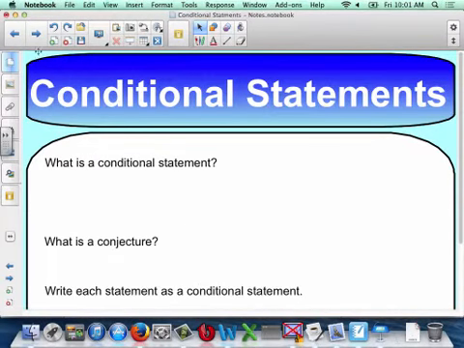So let's go ahead and start talking about conditional statements. First, think about what that actually means. It's a statement that has a condition. Give me an example of that. Especially as teenagers, you guys probably get into these kinds of statements all the time with your parents. Well, if I do this, then you have to do that. If you do this, you have to do that.